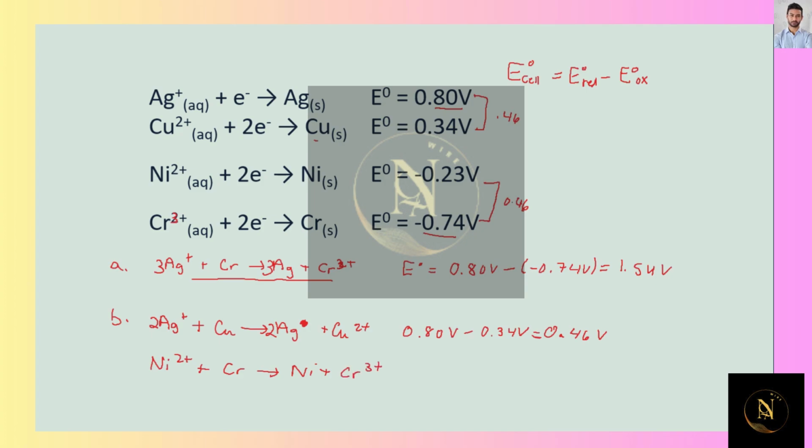And in order to balance that, I have a charge of 2 on this side and 3 on this side. So I'm going to make this 6, a total of 6 plus on each side. So it gives me 3 nickels and 2 chromiums. And again, that's going to be a negative 0.23 volts minus a negative 0.74 volts, which again gives me 0.46 volts. So either of those give you the same value for your E cell potential.